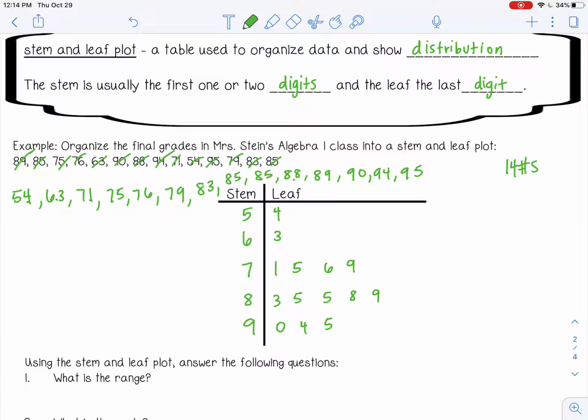So now that I have this made, I can see that most of the test scores fall right here between 70 and 90, with the most common being in the 80s. So a majority of the students score between 70 and 90, and many of those were 80s.